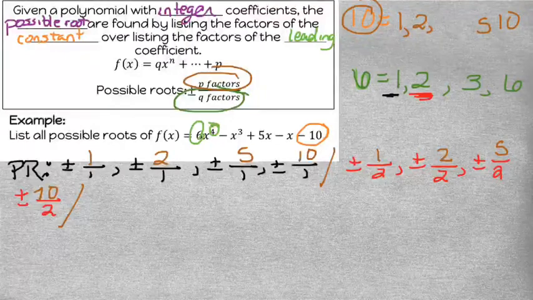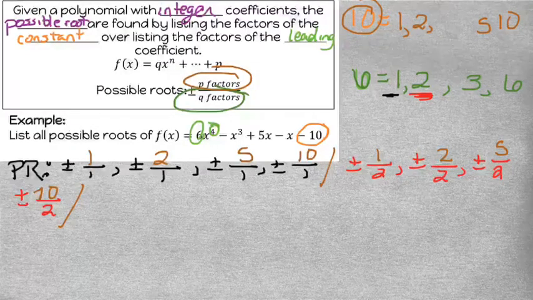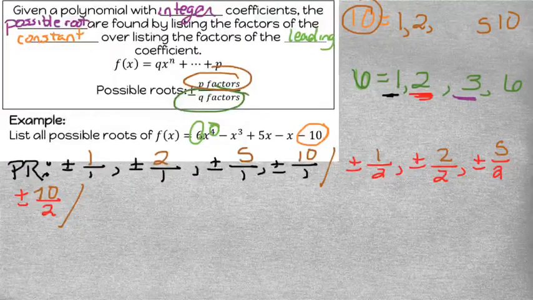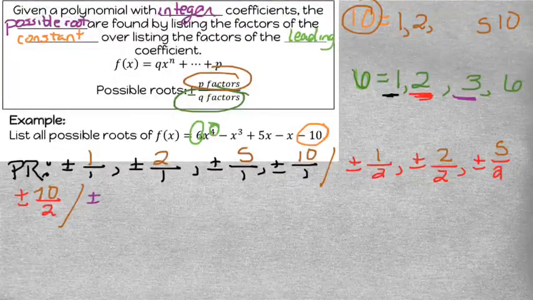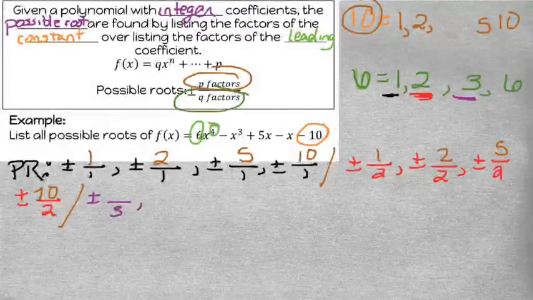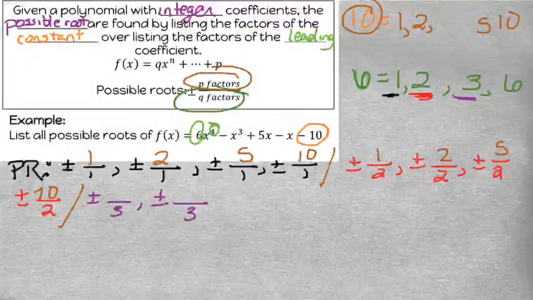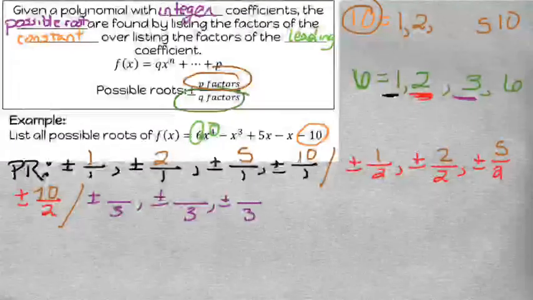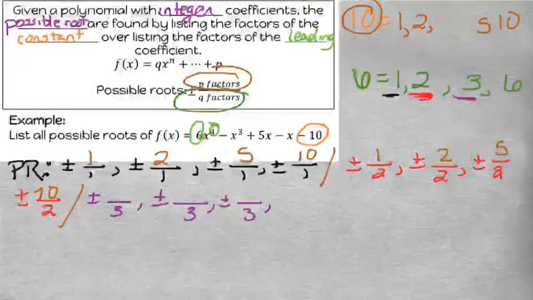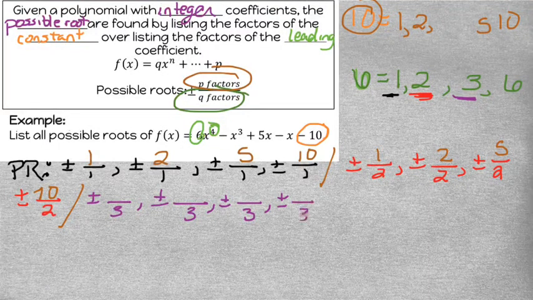And then I'm going to go through again and do this. But this time I'm going to be using the 3. So I'm going to do 4 fractions with a 3 as my denominator. And in front of every single one of these, I have put a plus or minus sign because it could be the positive or the negative of each of these roots. And I do the same thing. 1, 2, 5, 10.